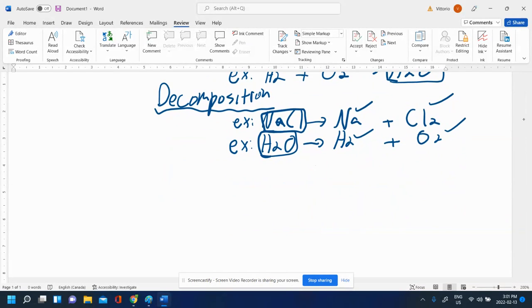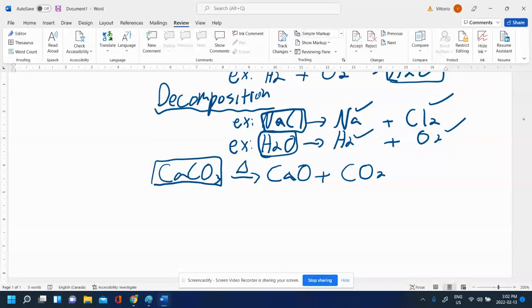Let's do one more example. You can try to identify this as either synthesis or decomposition. So here I have calcium carbonate. I'm going to heat it up. Instead of writing heat, I'll put a triangle. That means heat in chemistry. And it's going to become CaO, so calcium oxide, plus CO2. So you have to tell me if this is a synthesis or decomposition. As you can see, you have one compound becoming many smaller ones. So since you broke one thing down into many smaller parts, you have a decomposition.